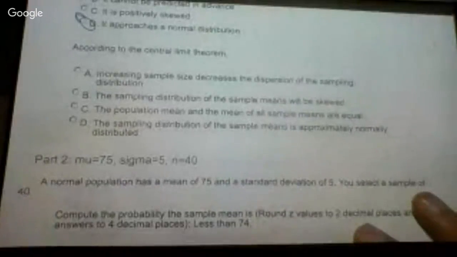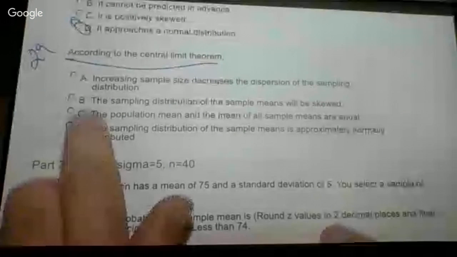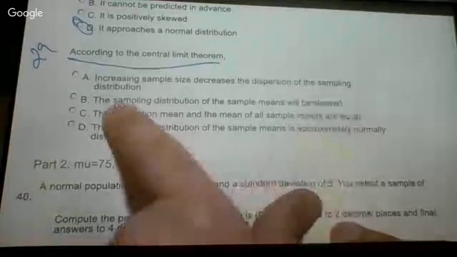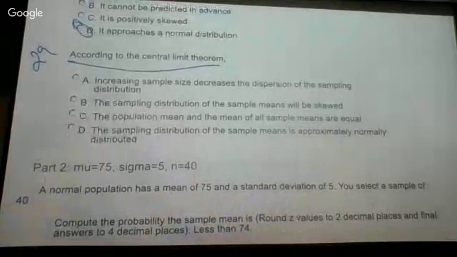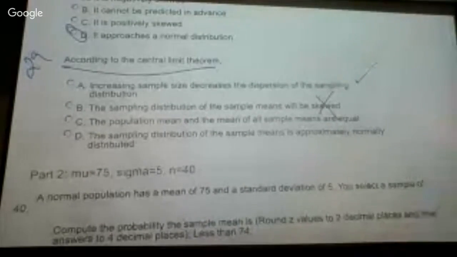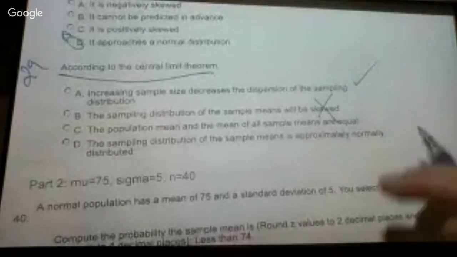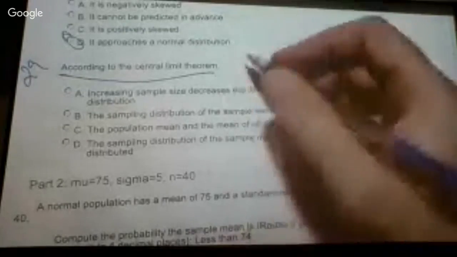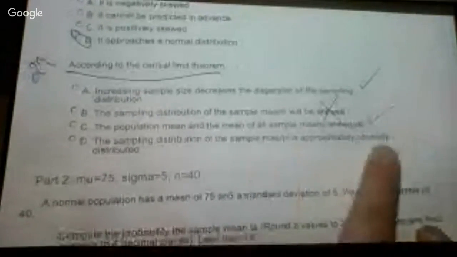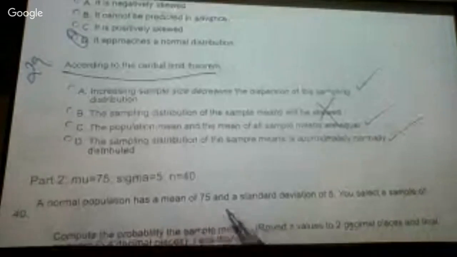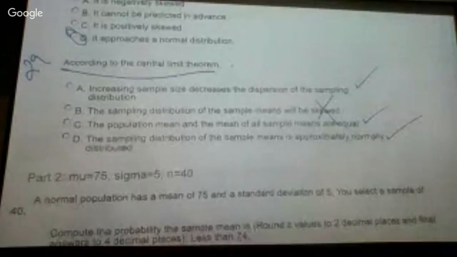29. So here's where we have some little fun. According to the central limit theorem, and this is kind of the nonsense because you're likely going to see a couple things. Increasing sample size decreases the dispersion of the sampling distribution. Yeah, that's true. The sampling distribution of the sample means will be skewed. That's not true. Population mean and the mean of all sample means are equal. Well, I mean, that's true, but that's not necessarily according to the central limit theorem. The distribution of the sample means is approximately normally distributed. We got 3 true statements here.